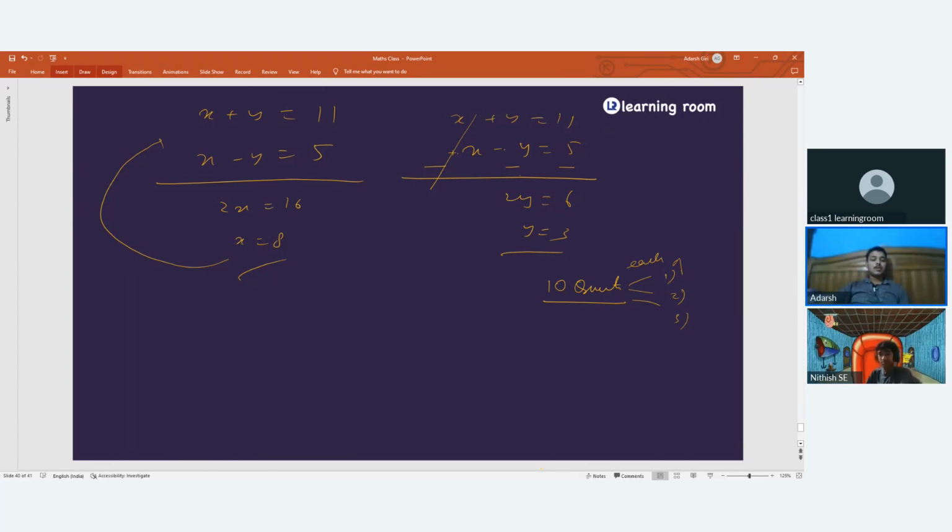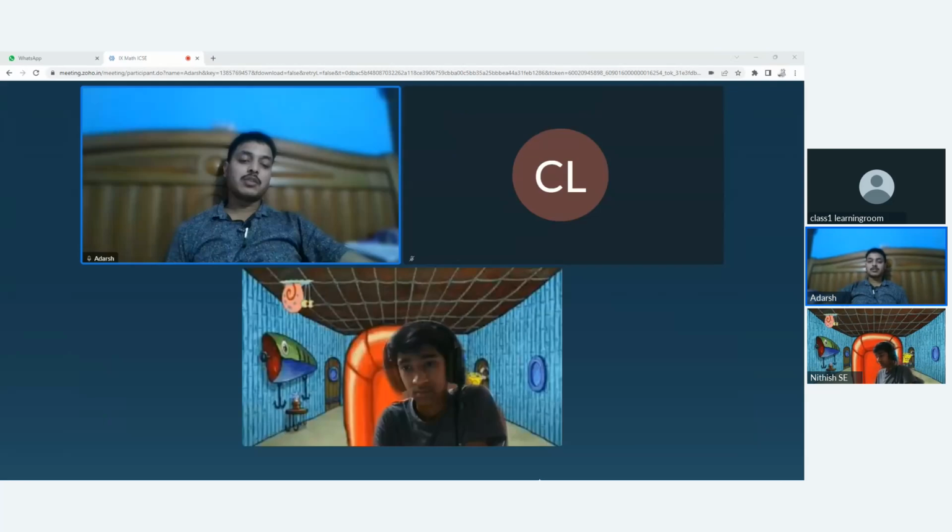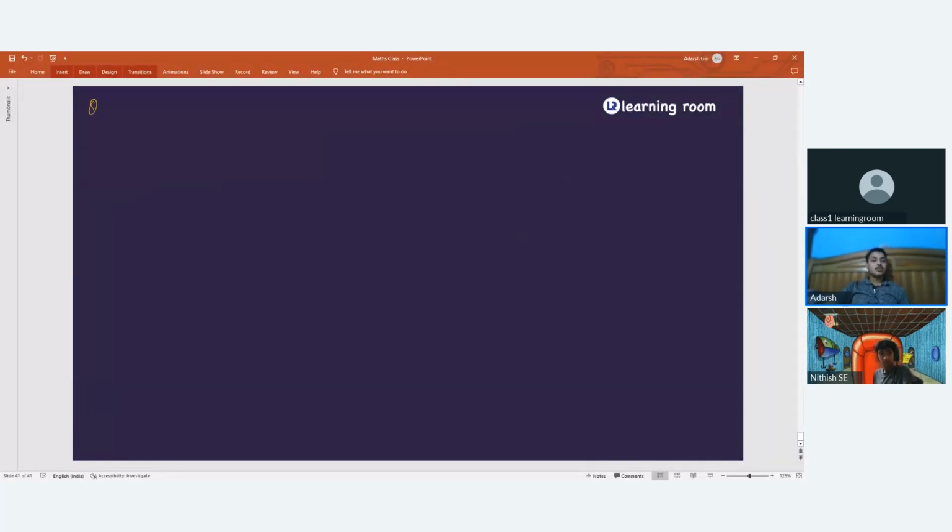So now we'll be moving on to problem solving on simultaneous equations, how to solve problems. If I just show you one question: the sum of two numbers is 12, x plus y is equal to 12, and their difference is 2. You have to find the numbers.